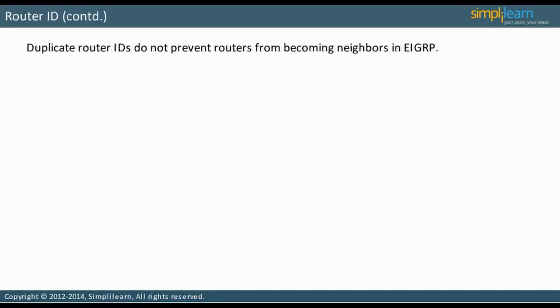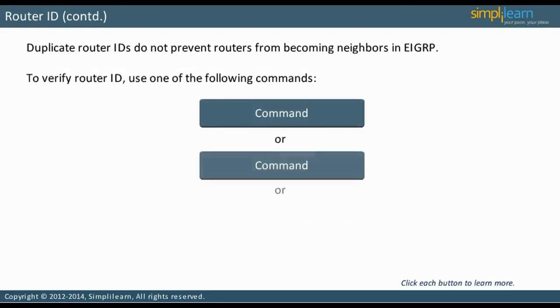Duplicate router IDs do not prevent routers from becoming neighbors. However, this becomes a problem in redistribution, where the router ID becomes part of the routing information. In contrast, duplicate router IDs prevent routers from becoming neighbors in OSPF. To verify router ID, use one of the following commands. Click each button to see the commands.